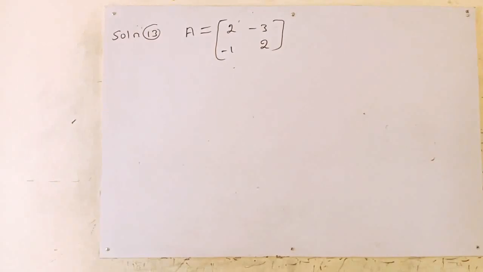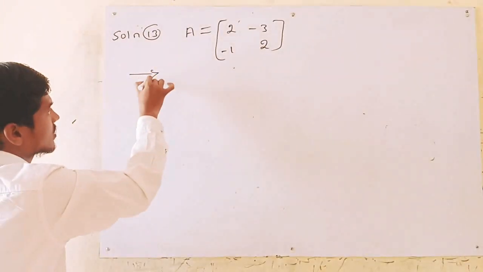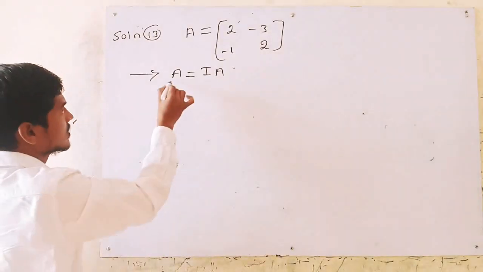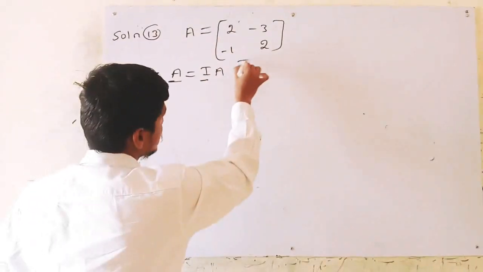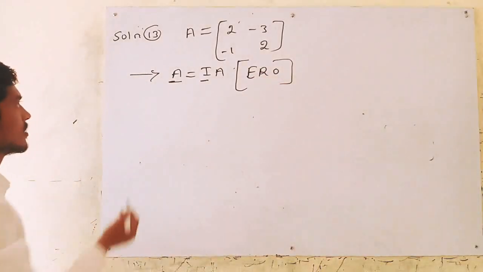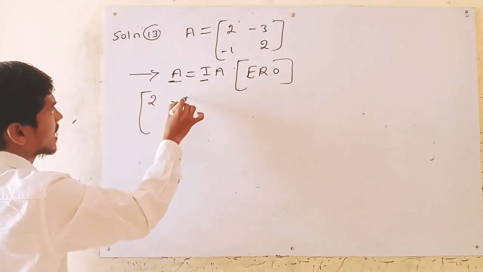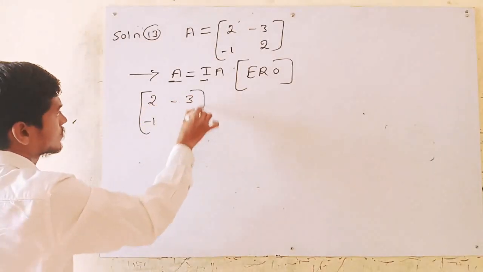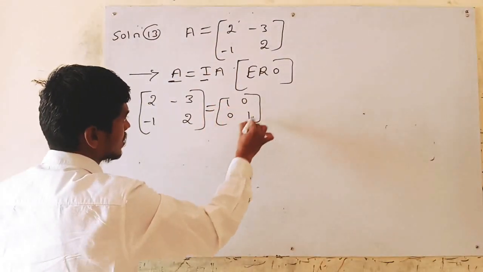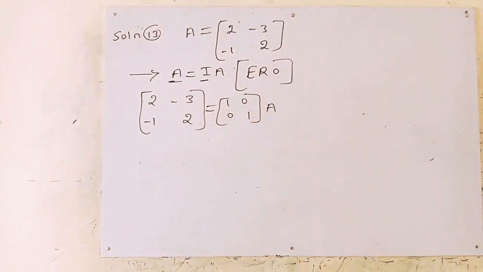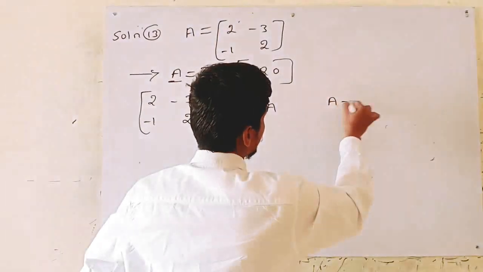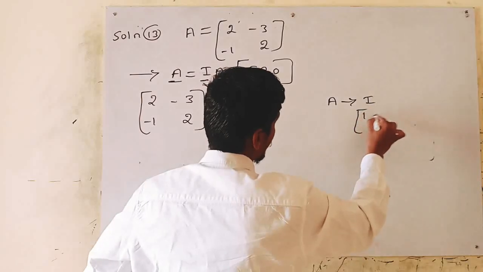Again, I will go for elementary operations. What is the equation? A is equal to IA. Changes happen only in the I matrix side, and A remains the same throughout the procedure. Therefore, A matrix [2 -3; -1 2] equals I matrix, [1 0; 0 1], into A. Our target is to convert this LHS into the I matrix. Our target is to convert A into the I matrix.